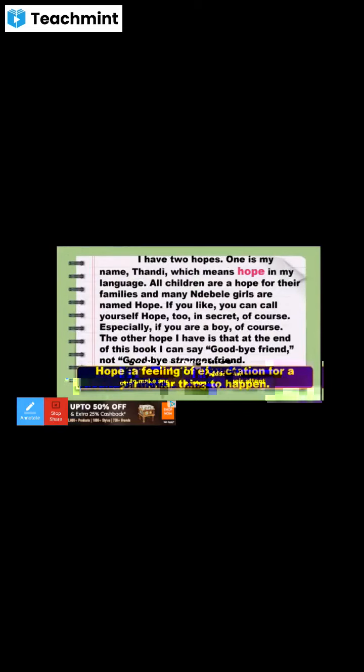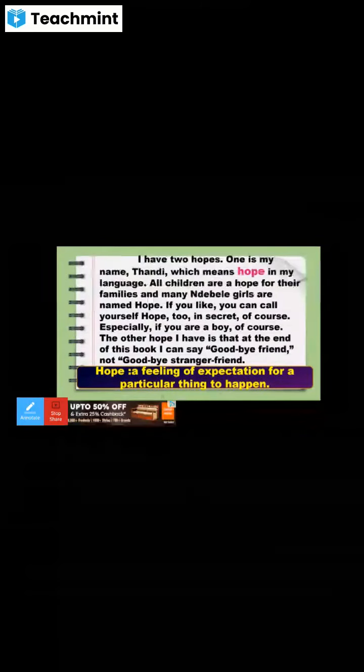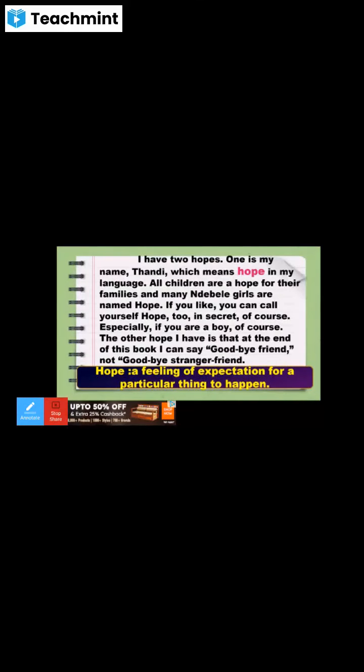So another paragraph. I have two hopes. One is my name, Thandi, which means hope in my language. All children are a hope for their families, and many Ndebele girls are named Hope. If you like, you can call yourself Hope too, in secret, of course. Especially if you are a boy, of course. The other hope I have is that at the end of this book, I can say goodbye, friend, not goodbye, stranger, friend.